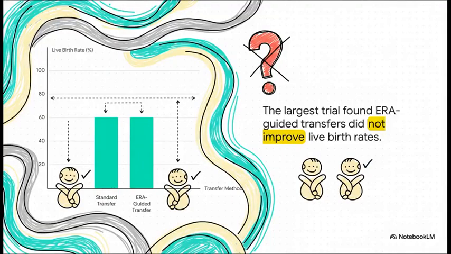I mean, just look at the data. Whether a clinic used the standard timing or the so-called personalized timing from the ERA test, the outcome was pretty much identical. About 60% of people in both groups had a successful live birth. Statistically speaking, the test made zero difference.